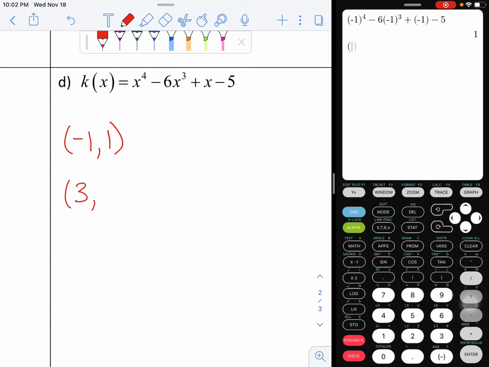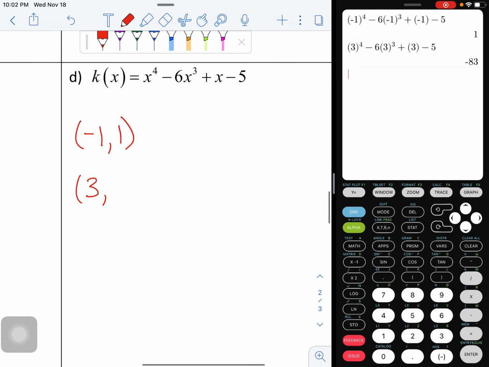And now I'm going to repeat that, but this time instead of using -1, I'll use 3. So let's see, 3 to the 4th. I need to move my little cursor there. Let's see, minus 6 times 3 to the 3rd plus 3 minus 5. And I get the handy dandy value of -83.